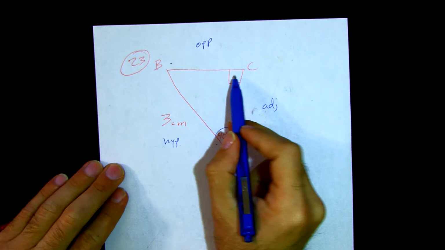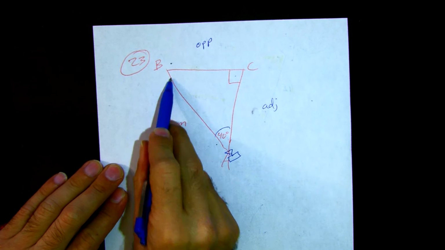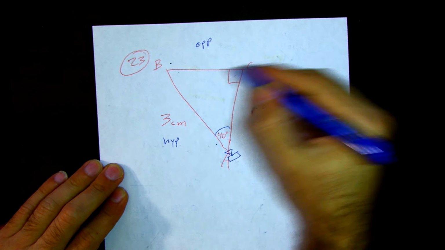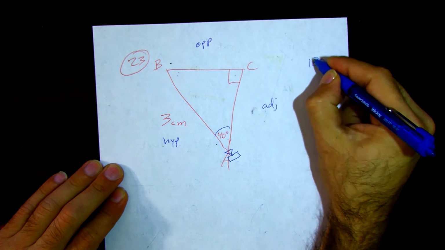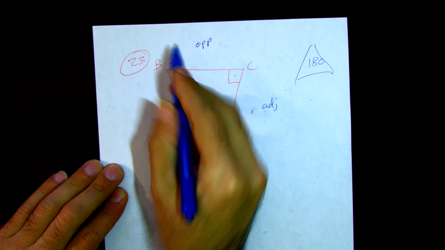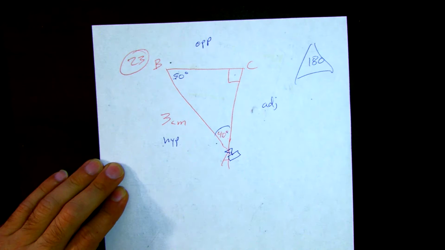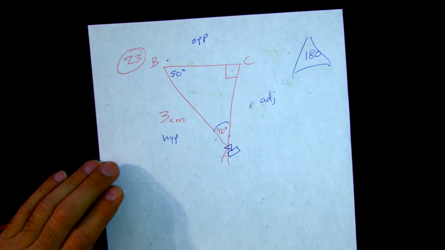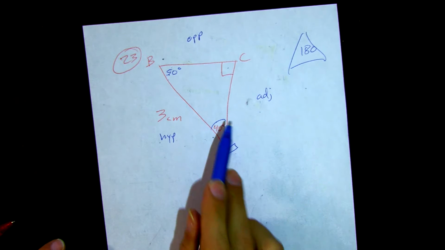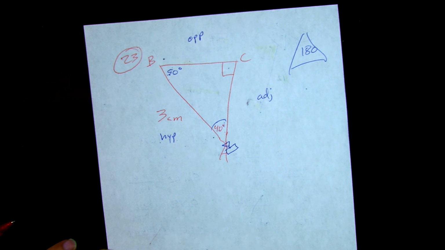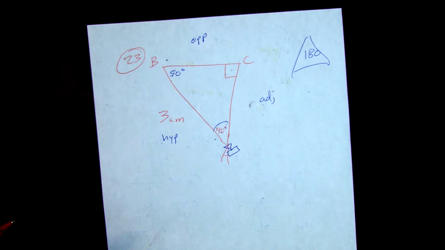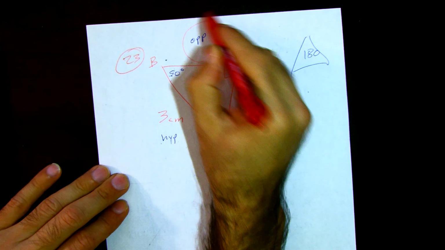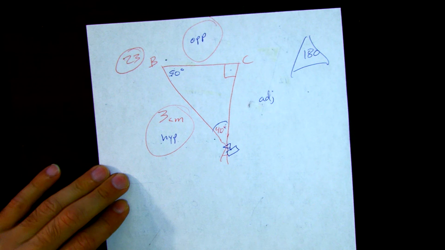All right, look, that's 90 degrees. That's 40. Since these two have to add up to 90 for the whole thing to be 180 degrees, this one has to be 50. Right? 50, 90, 180. Still using 40. And let's go ahead and find the opposite first. I'm going to find the opposite, and I'm going to use the hypotenuse.